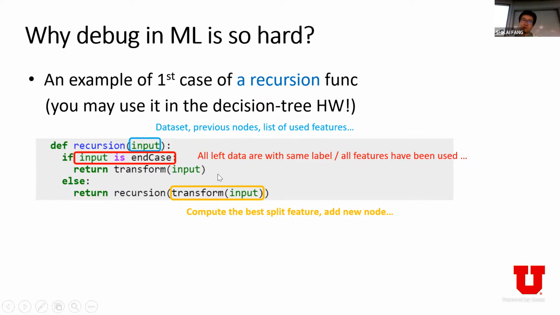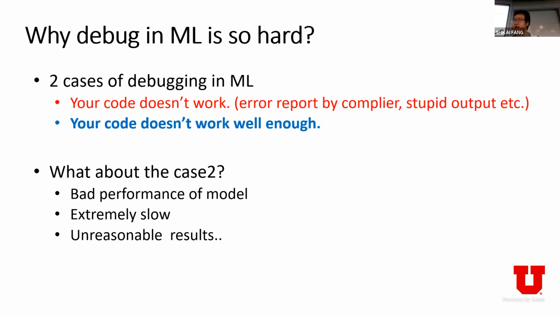And finally, you have to check your yellow box here, which computes the best split feature. So step by step, when your code gets an error, check whether your algorithm is right and whether your implementation is right. And here is an example for your recursion tree, the decision tree with the recursion. So here is the first example of how to handle debugging in machine learning, and then we come to the second case.